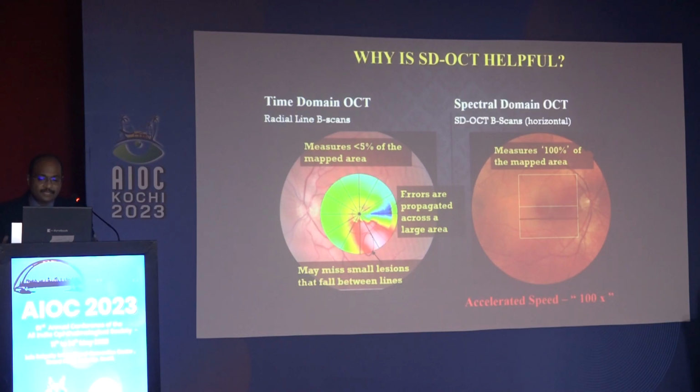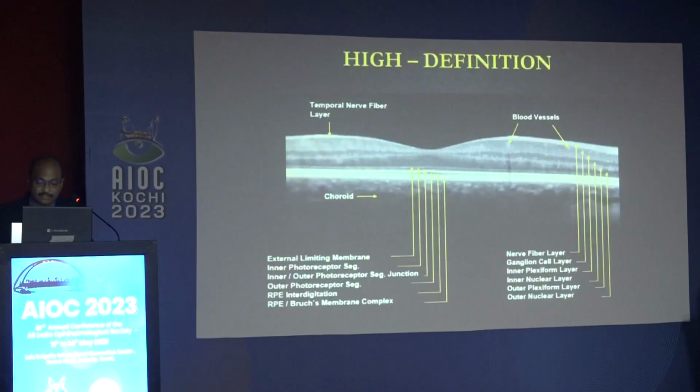So why is SD-OCT or spectral domain OCT helpful? With old time domain OCTs, it measured less than 5% of the mapped area, and errors were therefore propagated across a large area. And if lesions fell between these raster lines, you could miss them. Whereas with spectral domain OCT, as you see on the right side, that whole cube is mapped, and you get 100% of the area, apart from the fact that speed is accelerated 100 times.